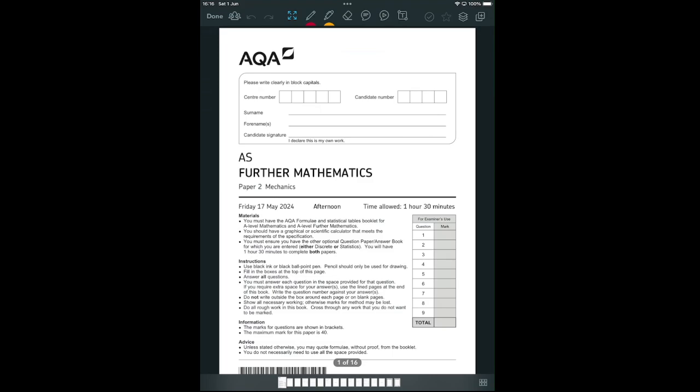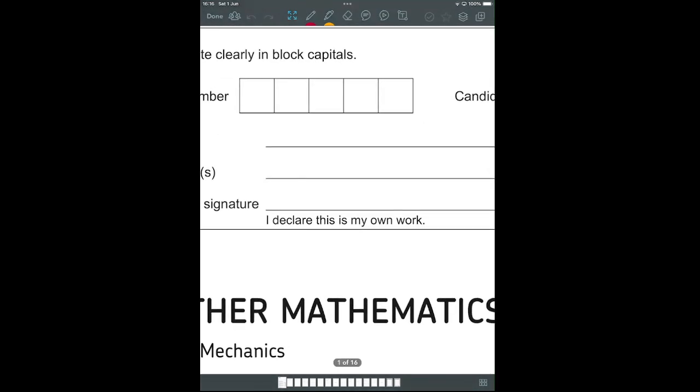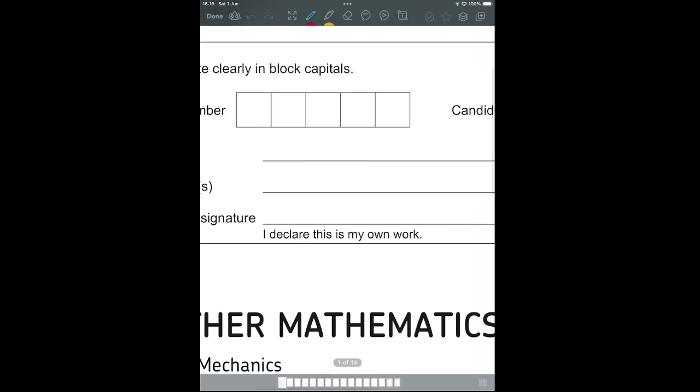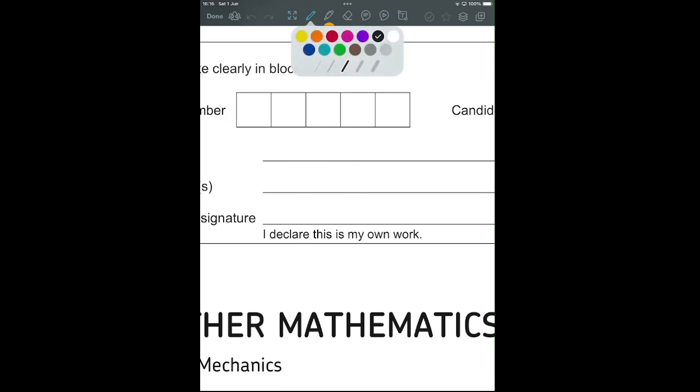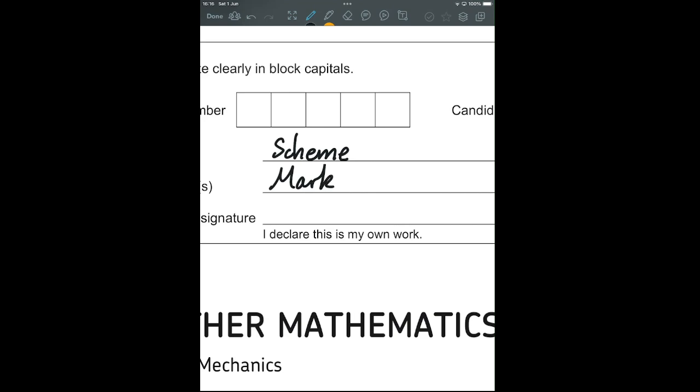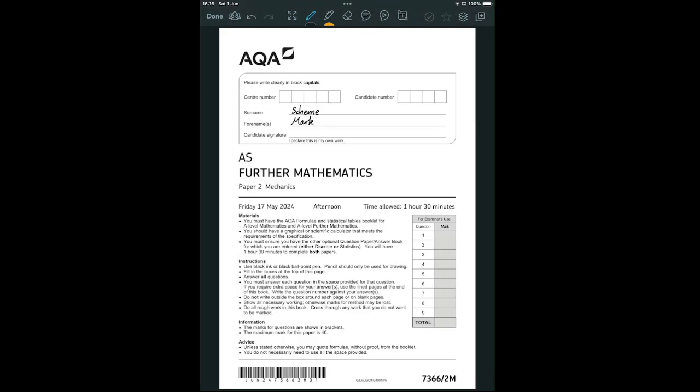This is going to be a full paper workthrough of the May 2024 AS Further Maths Paper 2, the Mechanics section. Ideally this will give you a view on how you should be tackling such papers, and give away some of the ideas and useful thought processes to tackle one of these effectively. So we're going to dive straight in.